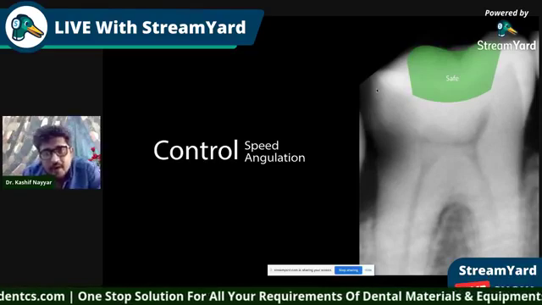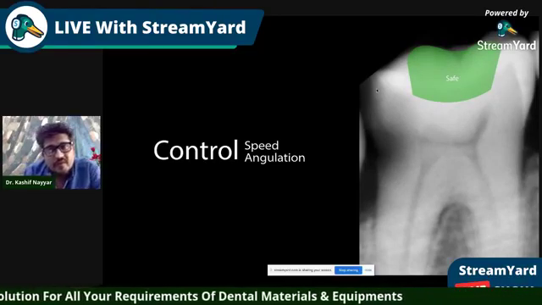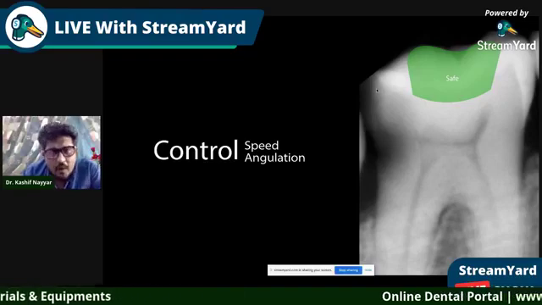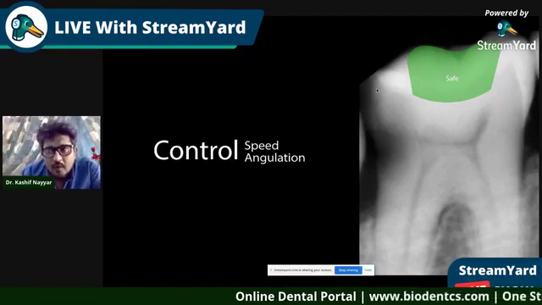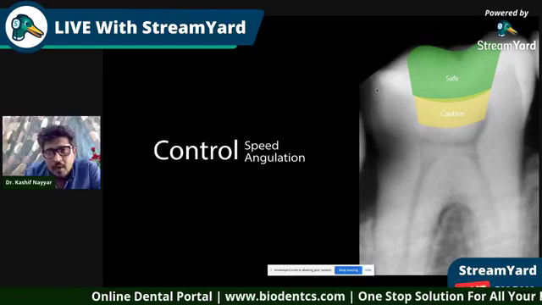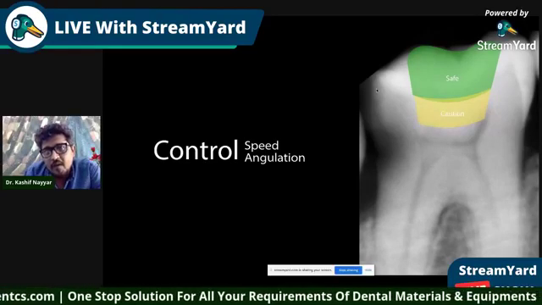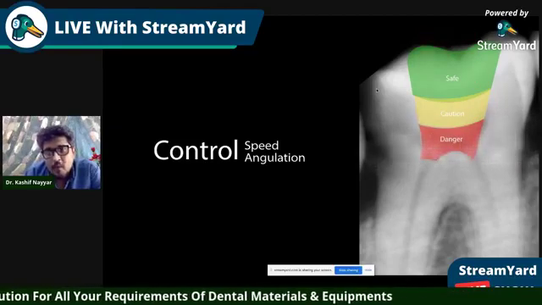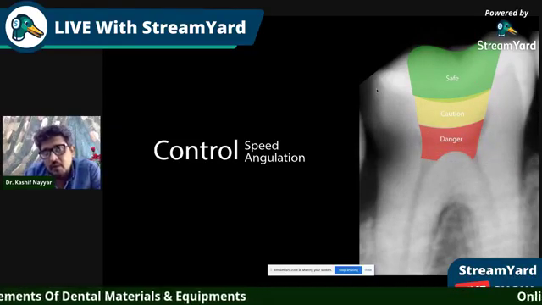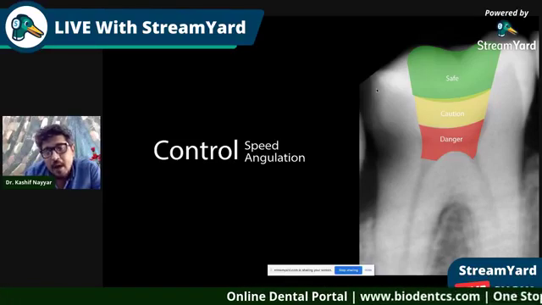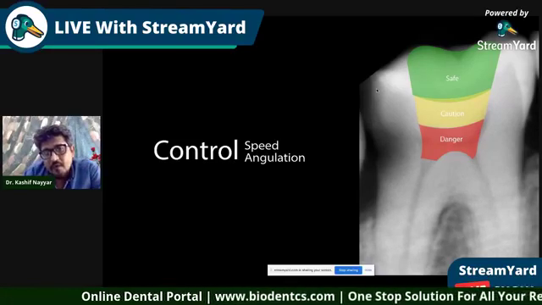But we have liberty when we are in the safe zone, especially in the coronal area. Speed can be whatever you want, whatever angulation you want. But when you are in the caution zone, whatever speed you have, your angulation must be strict, must be parallel with the long axis of the tooth. But when you are in the danger zone, it is highly recommended that you control the speed as well as the angulation of your handpiece.